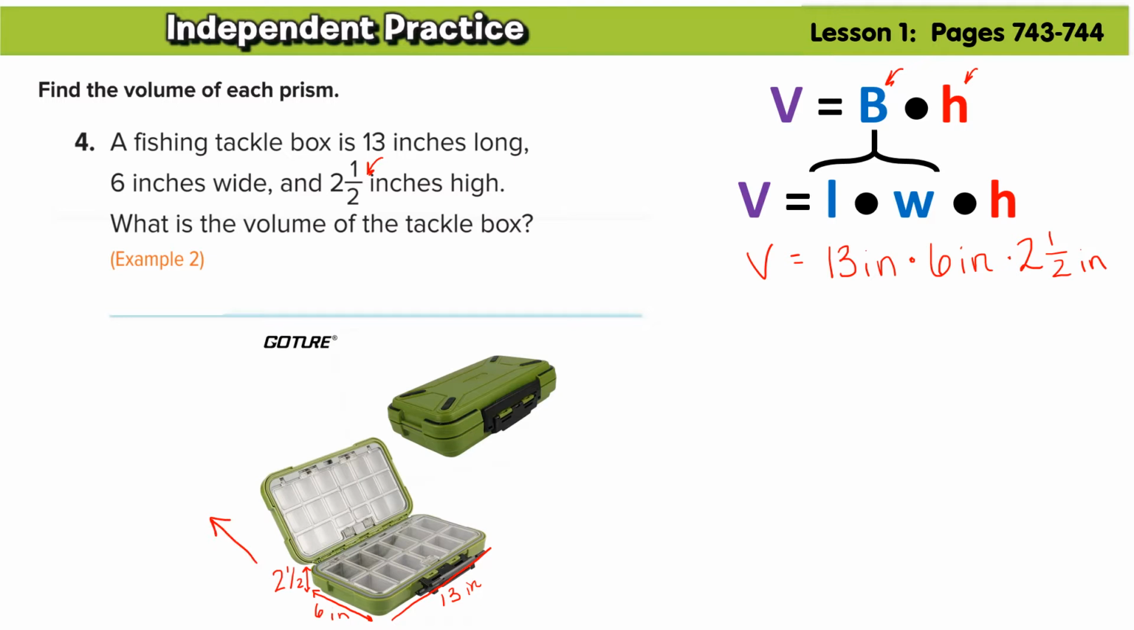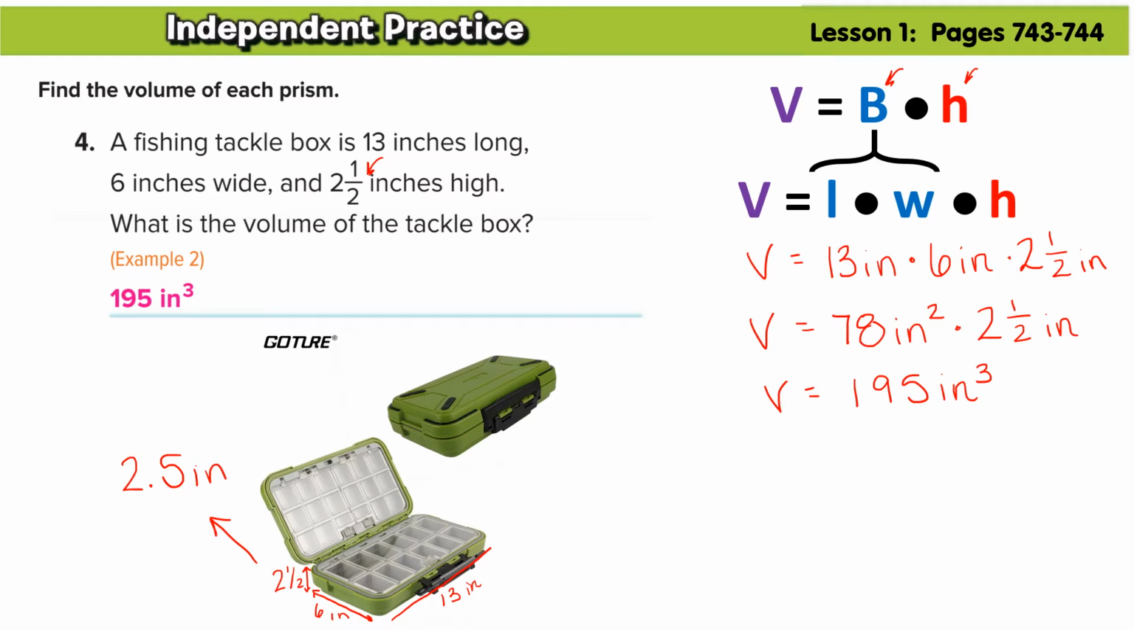2.5 can be written as 2.5 on your calculator. So volume equals 13 times 6 is 78 inches squared times 2.5 inches. And when we multiply those together, we get 195 inches cubed. And there you go.